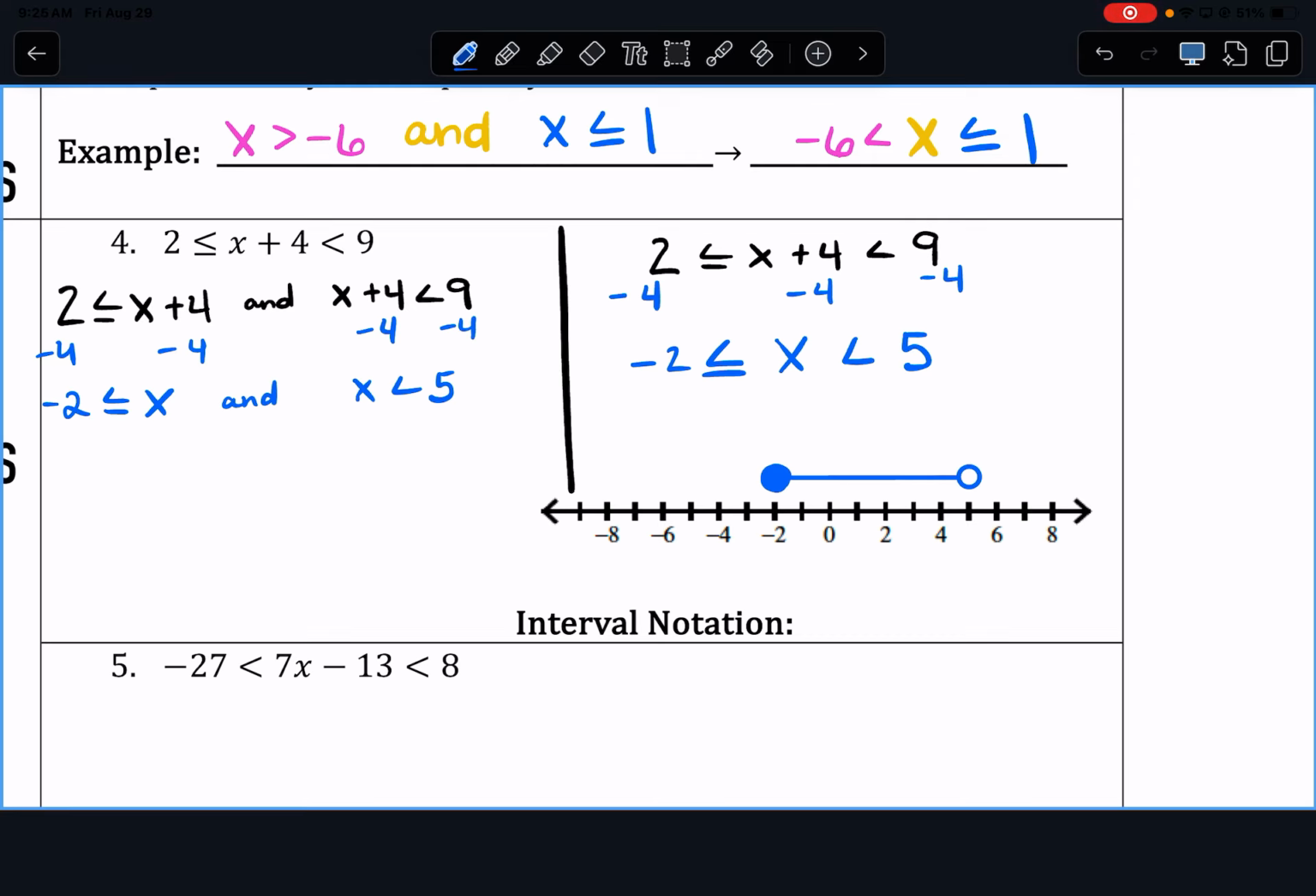I'm trying to show you multiple ways to do problems. If there's a way that makes more sense in your brain, use the way that makes the most sense to you, okay? So from here, let's do our interval notation.